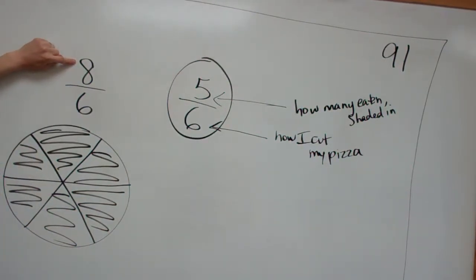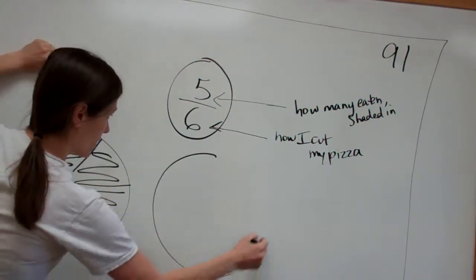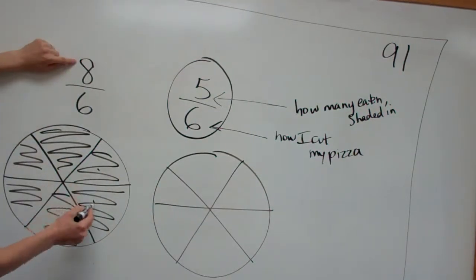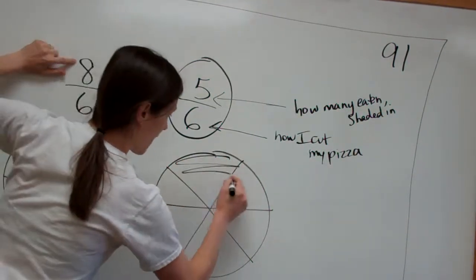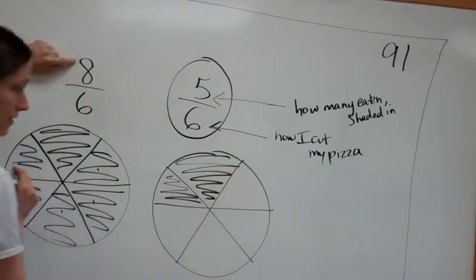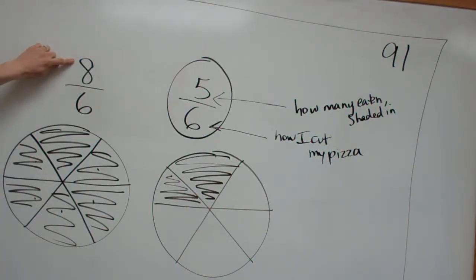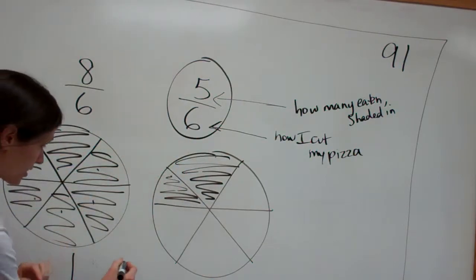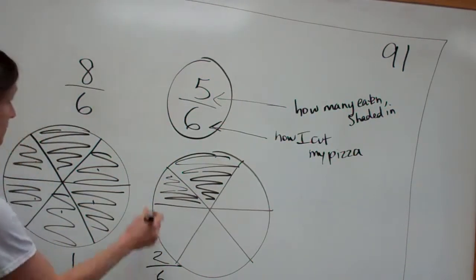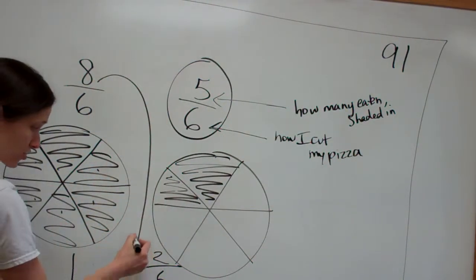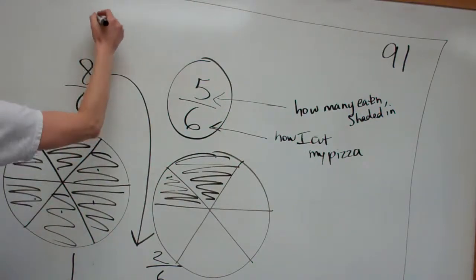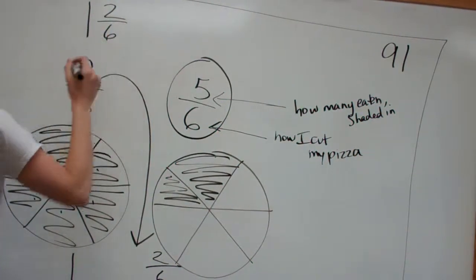I know what to do. I need to do another one and make it into 6 as well. So 1, 2, 3, 4, 5, 6, 7, 8. Then I have 1 whole and 2 out of 6. So 8/6 is really 1 and 2/6. Does everybody understand that? So I'm going to put 1 and 2/6 up here.